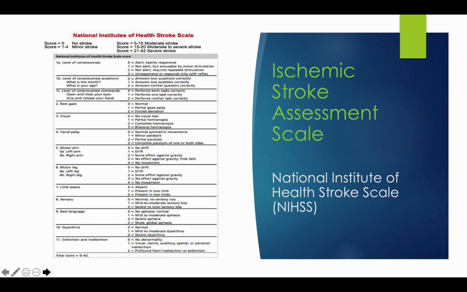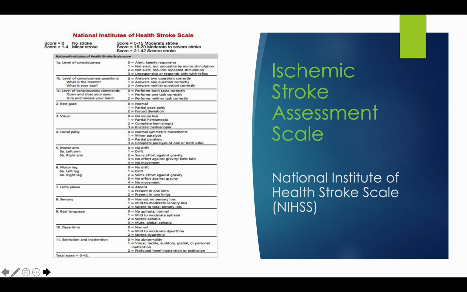For dysarthria, if it's normal, they have good speech and are able to speak clearly and spontaneously and logically, they'd receive a 0. If they have mild to moderate dysarthria, that they are having difficulty forming their words or they're a little slurred or garbled, they'd receive a 1. If there's severe dysarthria, they'd receive a 2.